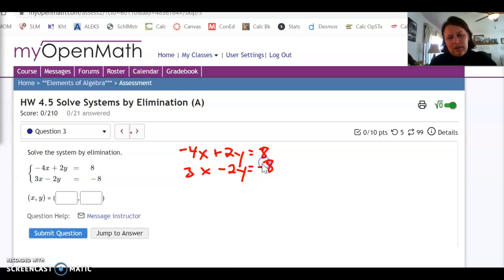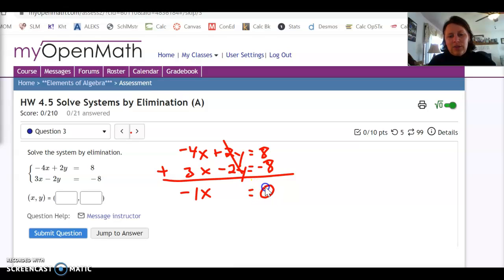So I notice I'm being very careful about lining up my variables exactly. That'll make it a lot easier for us to add. Then draw your line and add down. So negative 4x plus 3x is going to be a negative 1x. Our y's cancel. Then we have 8 and negative 8.